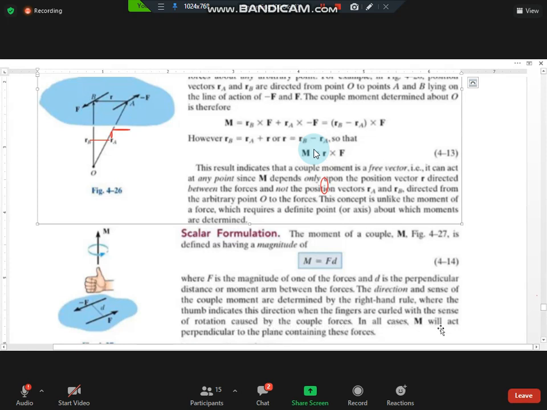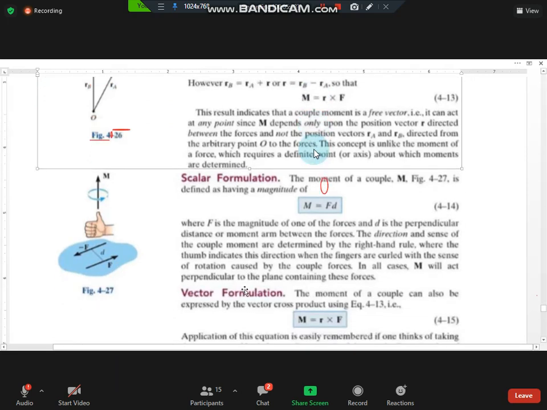In all cases, M will act perpendicular to the plane containing these forces. Okay, M will be perpendicular. So it is the same as the linear moment which we discussed earlier. You have the same use of the right hand rule as you did earlier. The only difference is that now D defines the perpendicular distance between two forces. The rest of the assertions about moment are the same as we discussed earlier.